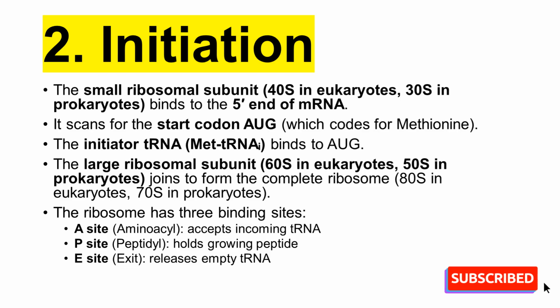The ribosome has 3 binding sites. A site, aminoacyl, accepts incoming tRNA. P site, peptidyl, holds growing peptide. E site, exit, releases empty tRNA.